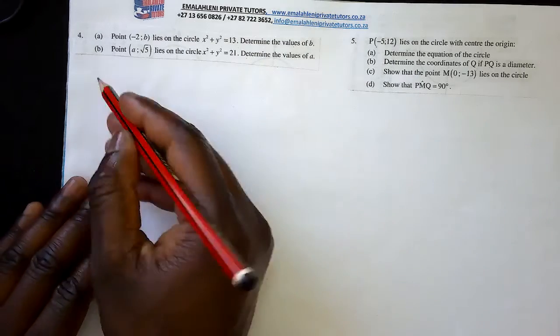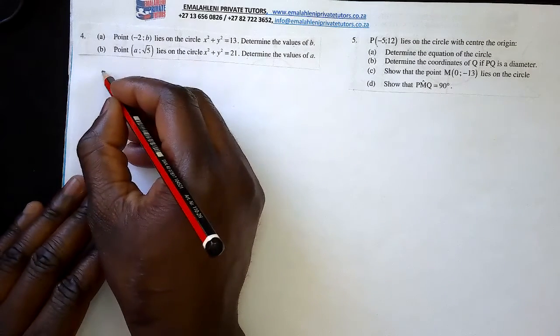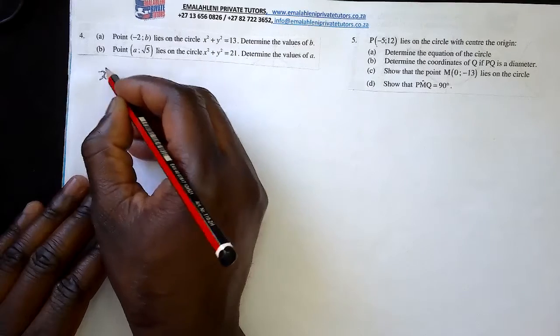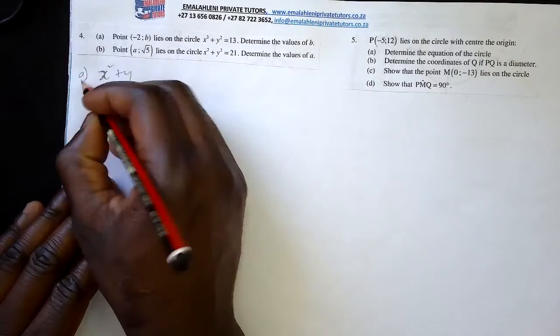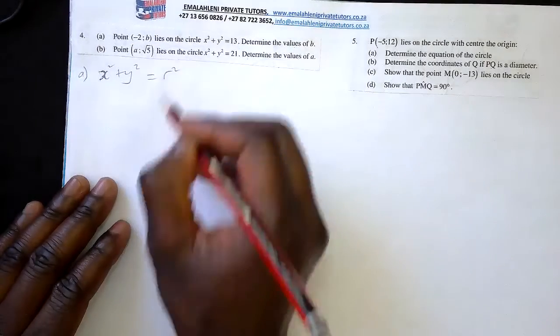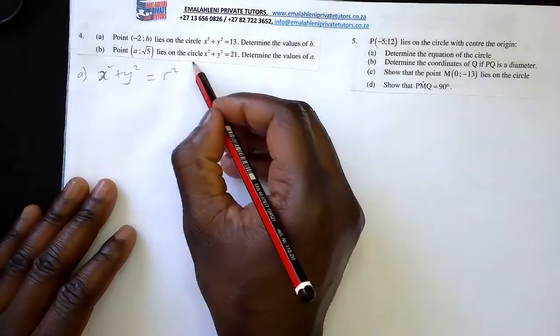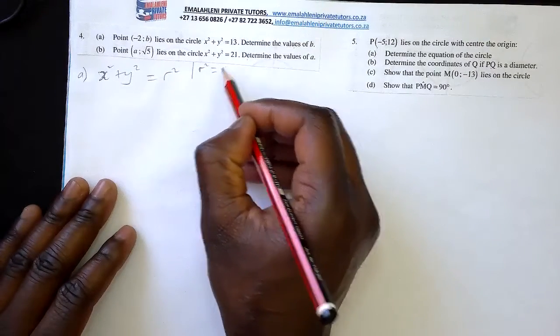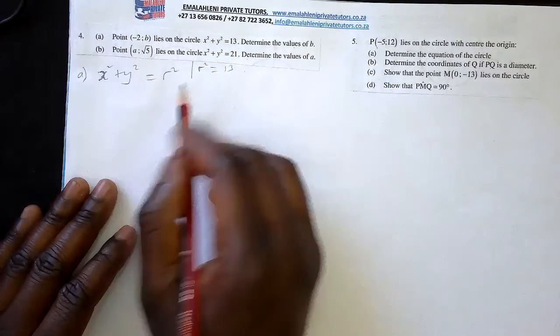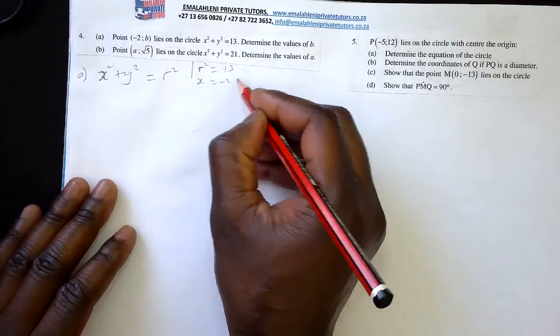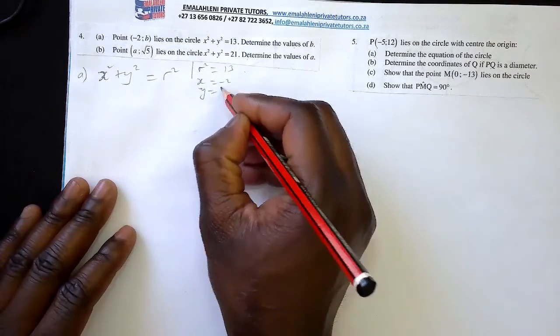We know that if we say x squared plus y squared, we get r squared. So now what are we given here? r squared is equal to 13 here. Okay, what is our x here? Our x is equal to -2. What is our y? Our y is equal to b.